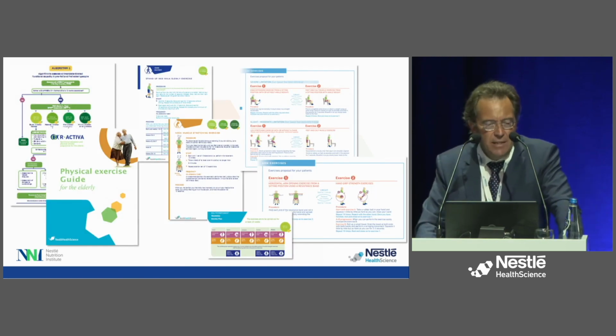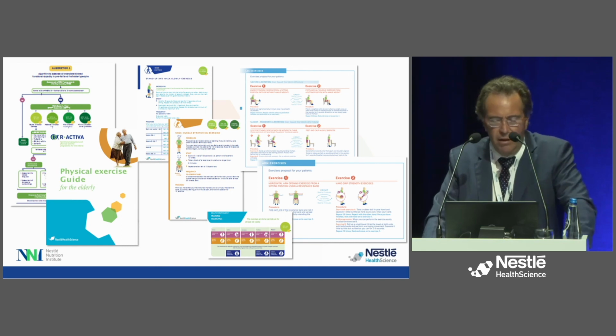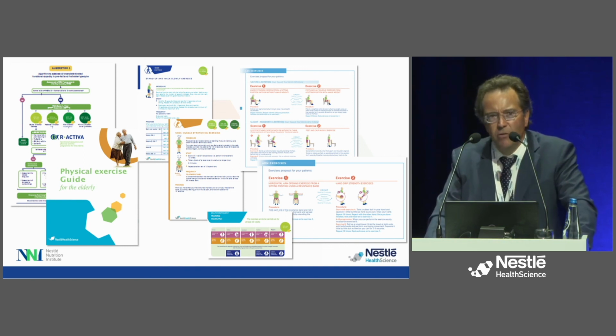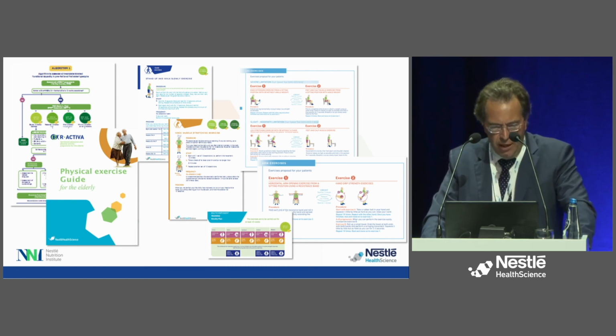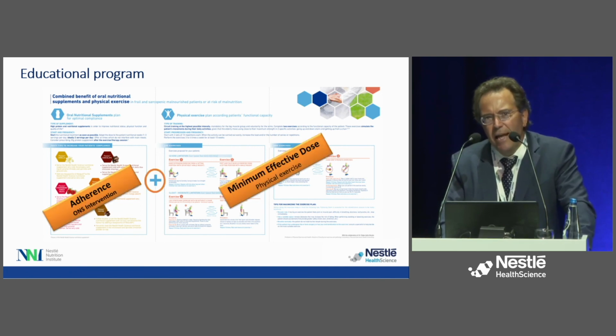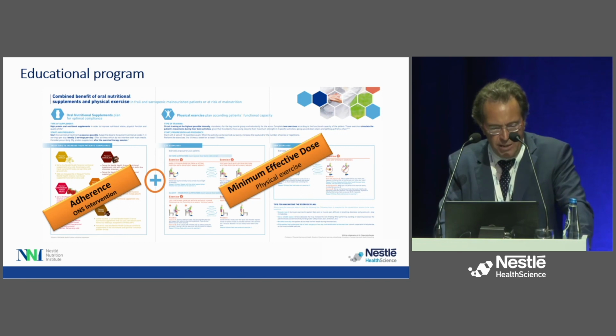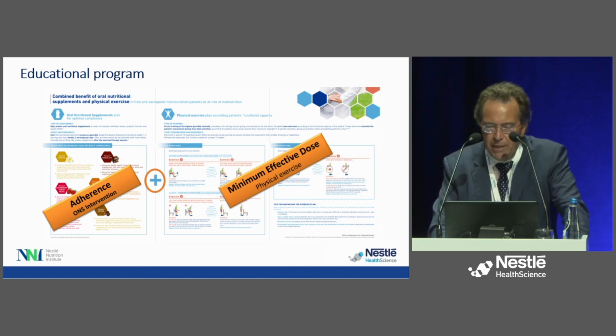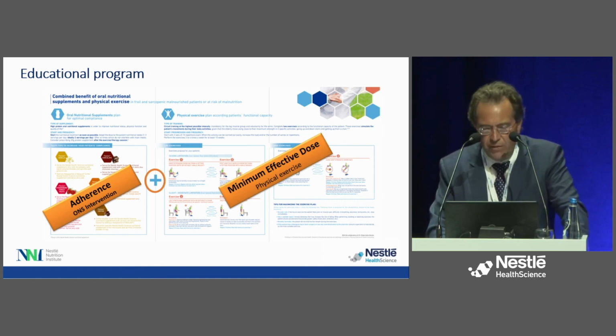We have some aids. For instance, there are guides that can help clinicians to prescribe exercise and nutritional supplementation or interventions in these frail or sarcopenic populations. I present here one that is Vivifrail. You have it in your leaflets, in your bag. And with this intervention, you have an educational program that can help you to increase the adherence of your patients to oral nutritional supplementation, and it also tells you the minimum effective dose for physical exercise.